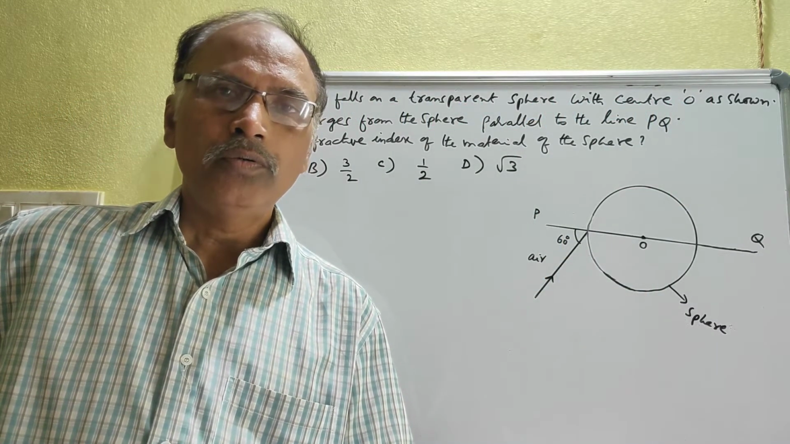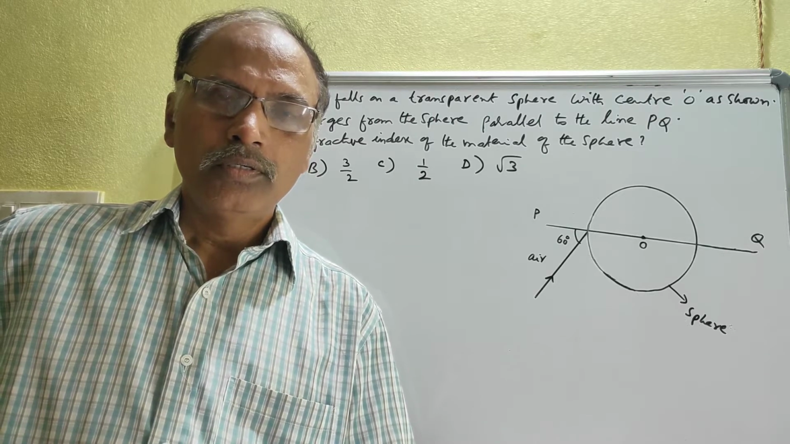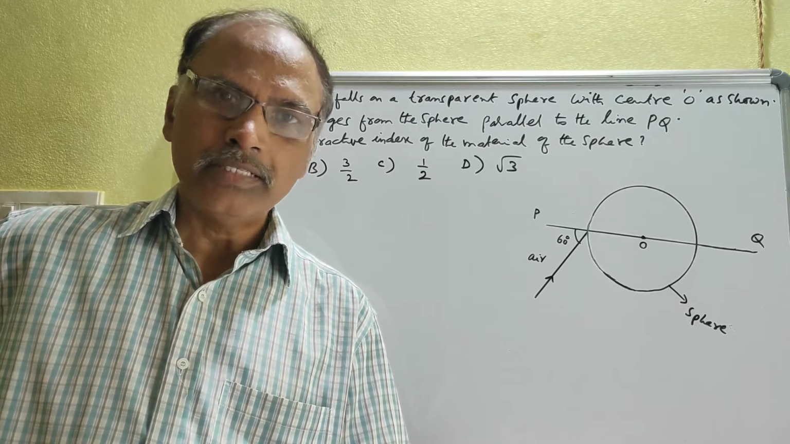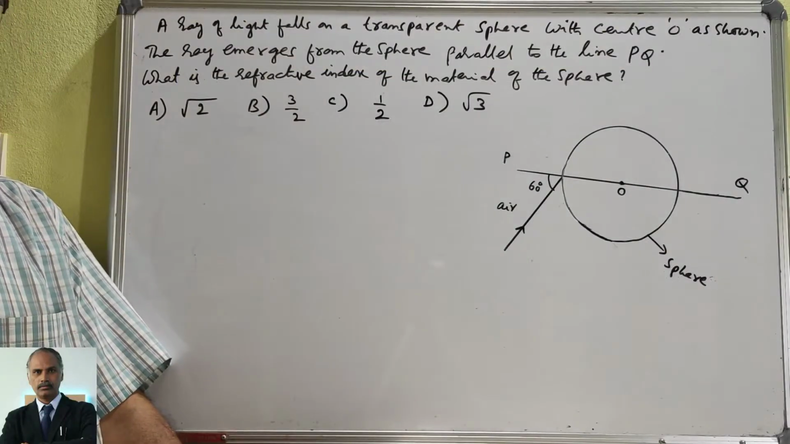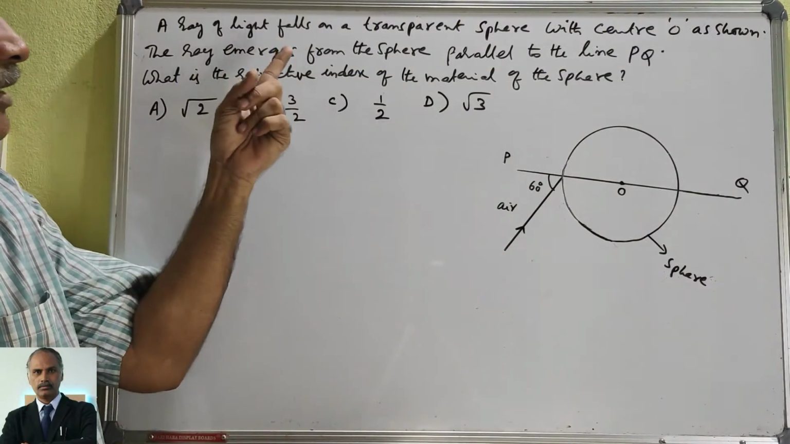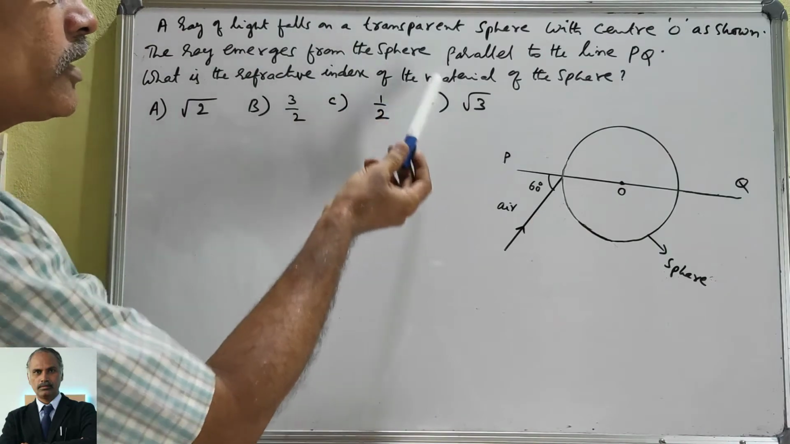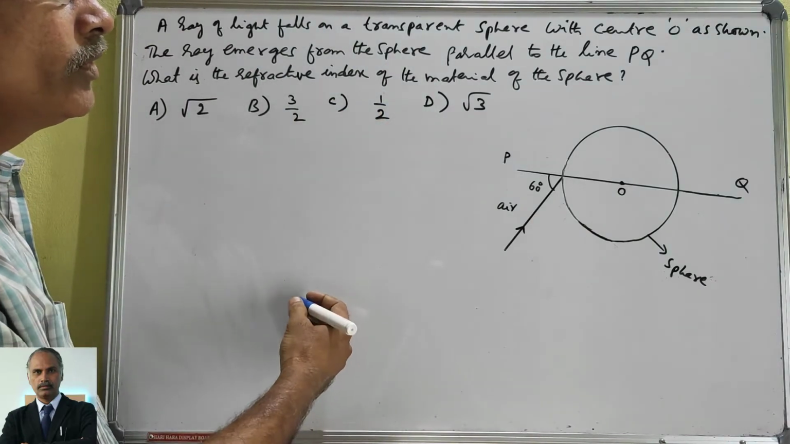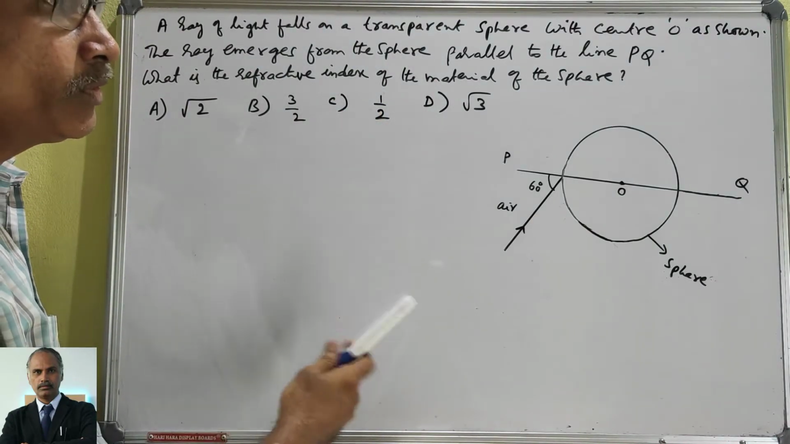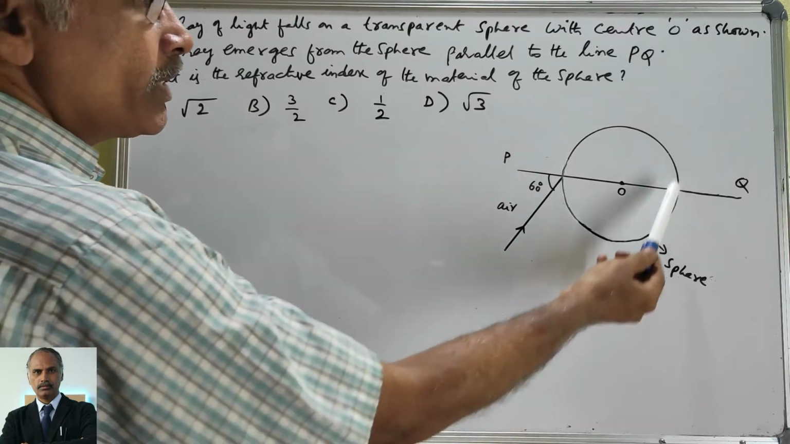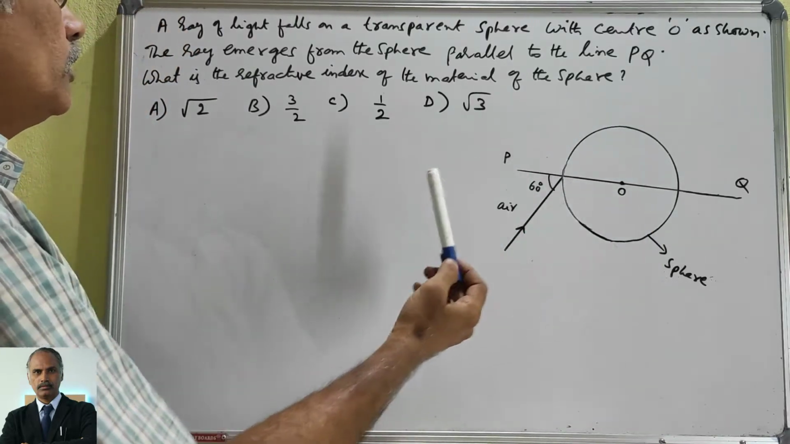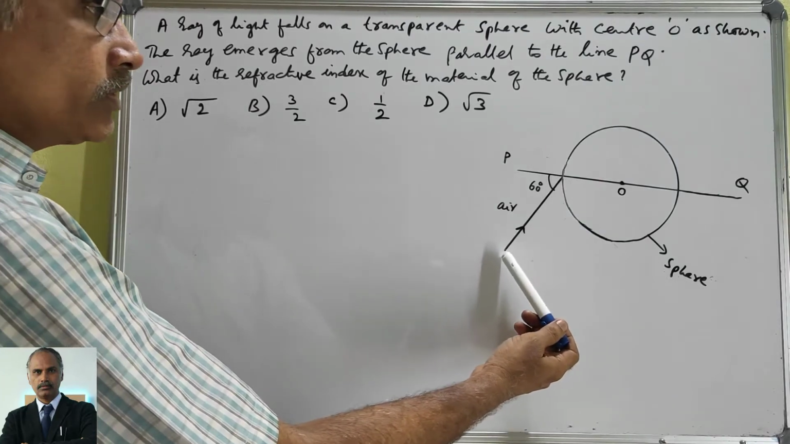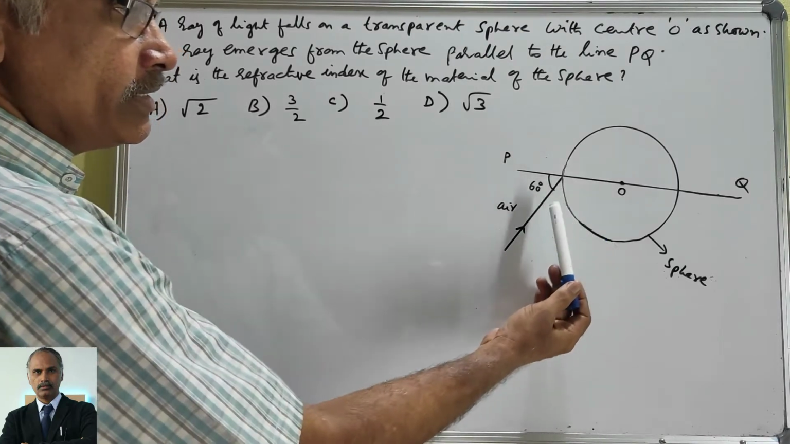Now we do a problem on refraction and Snell's law. So let us see the problem. A ray of light falls on a transparent sphere with the center O as shown. So this is one transparent sphere and O is the center of the sphere. Now a light ray falls on the sphere at an angle of 60 degrees as shown in the figure.